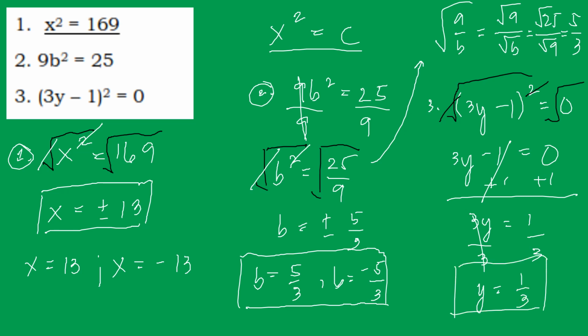So that means our solution on the third example is 1 over 3. Okay? So that is how you get the solution of the quadratic equation using extracting the square root. So tandaan nyo lang na kapag magsosolve kayo ng quadratic equation na gagamitan yung extracting the square root, make sure that the equation is in the form x squared is equal to c. Or yung nasa left side is a squared term and then yung nasa right side naman is a constant or a number. Okay? Let us proceed.